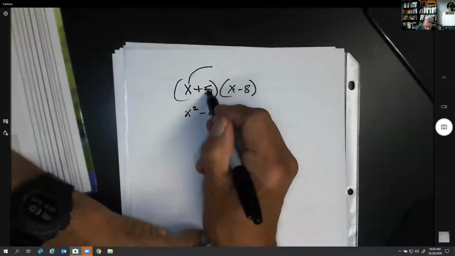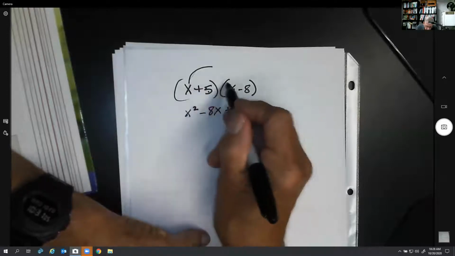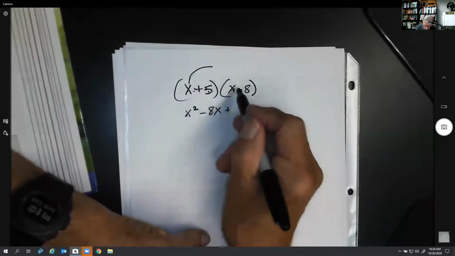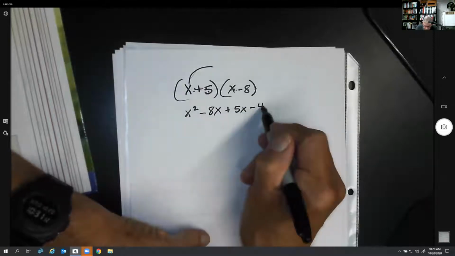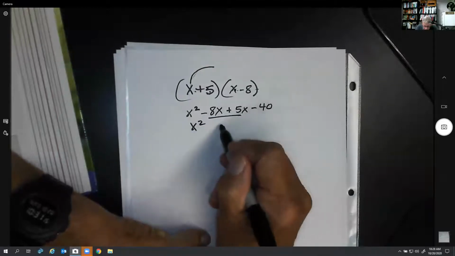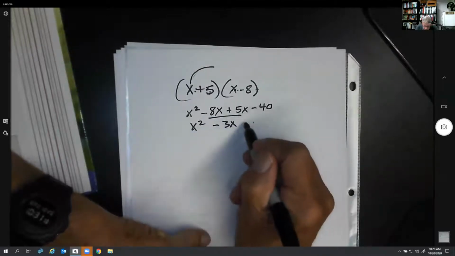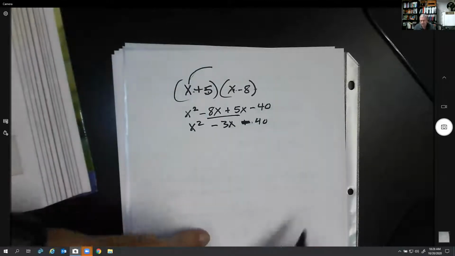Now I'm going to multiply everything by the 5. I distributed the x to each term. Now I'm going to distribute the 5 to each term, minus 40. And then I'm going to combine the like terms. Whoops, here. This should be minus 40.